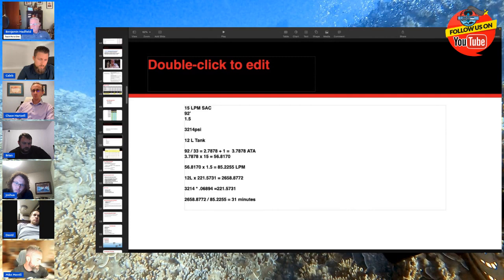Good news for... Well, but that's including your reserve, right, Ben? That's including my reserve. I haven't broken out a reserve. That takes me to zero, so I haven't even calculated it out. That's a good catch, Josh, and I appreciate that. I'm just saying that in this tank, you've got 31 minutes.